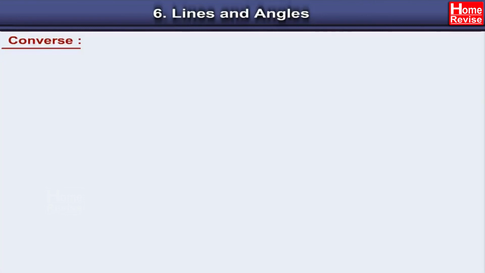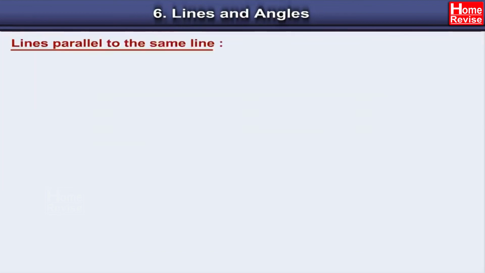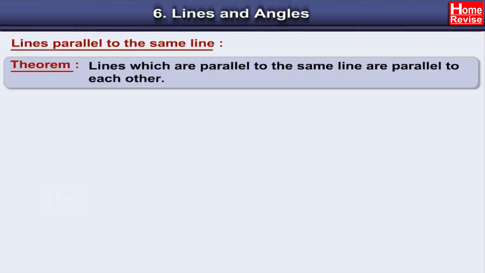Converse. Theorem: if a transversal intersects two lines such that a pair of interior angles on the same side of the transversal is supplementary, then the two lines are parallel. Lines parallel to the same line. Theorem: lines which are parallel to the same line are parallel to each other.